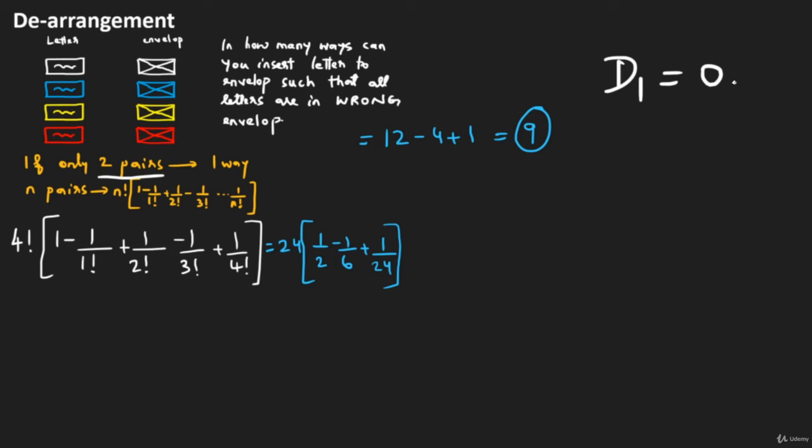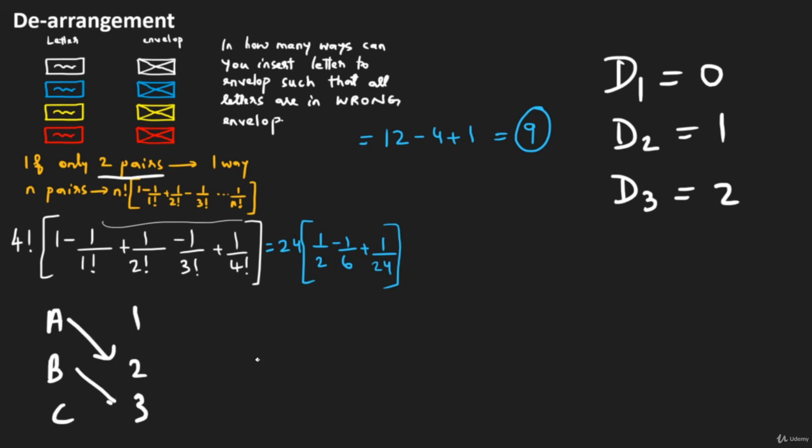Therefore, D1 is equal to 0. Now, if you have 2 pairs, D2 we have seen is equal to 1, right? You could put this letter into this envelope and this letter into this envelope. So there is just one way in which you can put the letter into the envelope in the case of 2 pairs such that no letter is in the correct envelope. Alright, what about the case when you have 3 pairs? If you want to find D3, using this formula you can find it, or let's visually find it out.